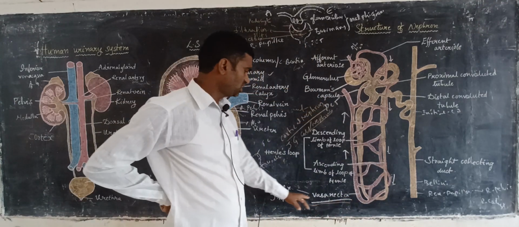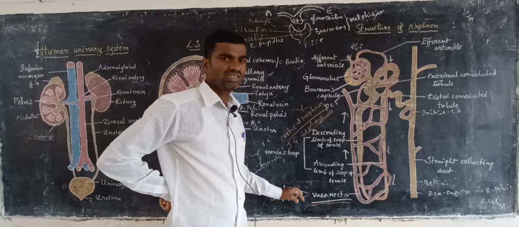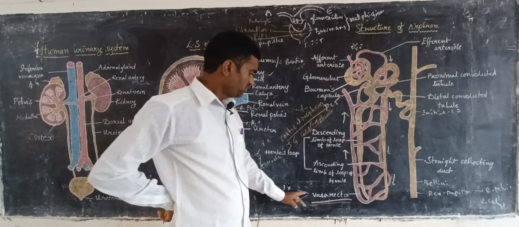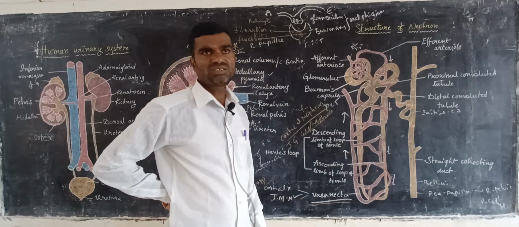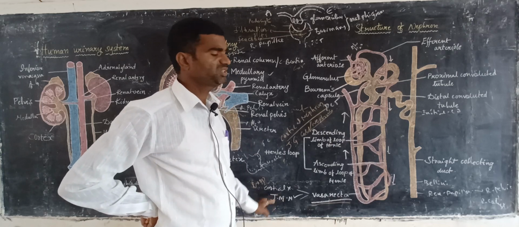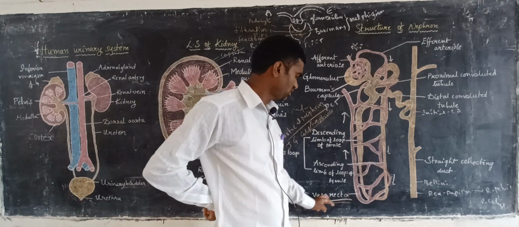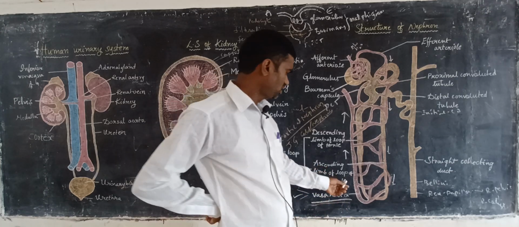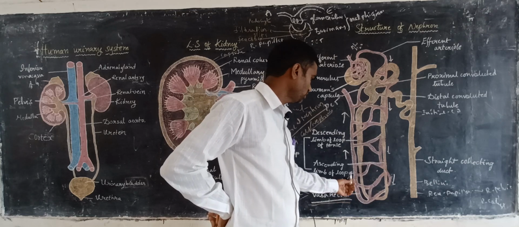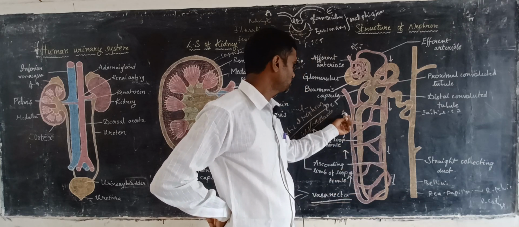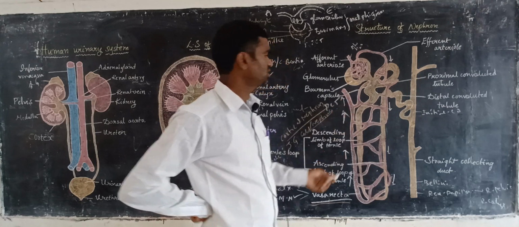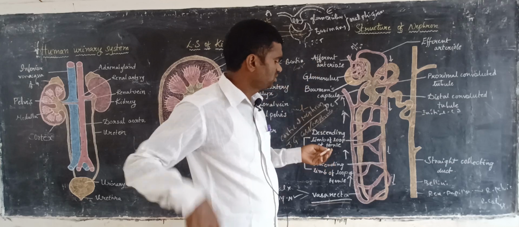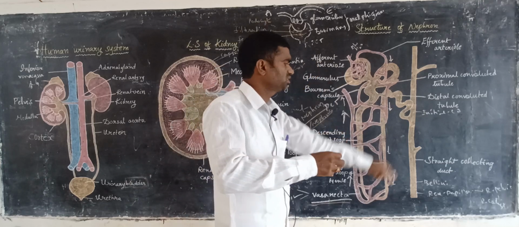See here, the vasa recta is absent in cortical nephrons. It is a NEET point of view. And the vasa recta is present in the juxtamedullary nephrons. It is a very, very important point. It is a U-shaped structure, the vasa recta. And the next extending part supplies blood in one-way direction. Now it reaches the kidney, the renal artery, and the blood is supplied likewise.